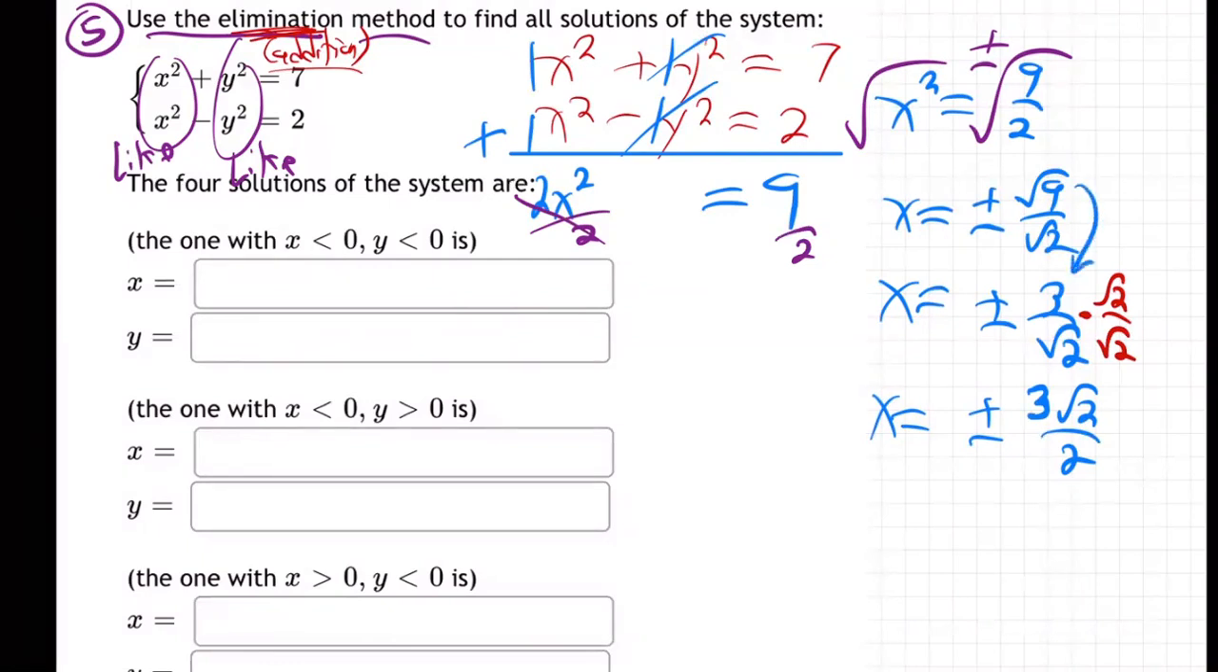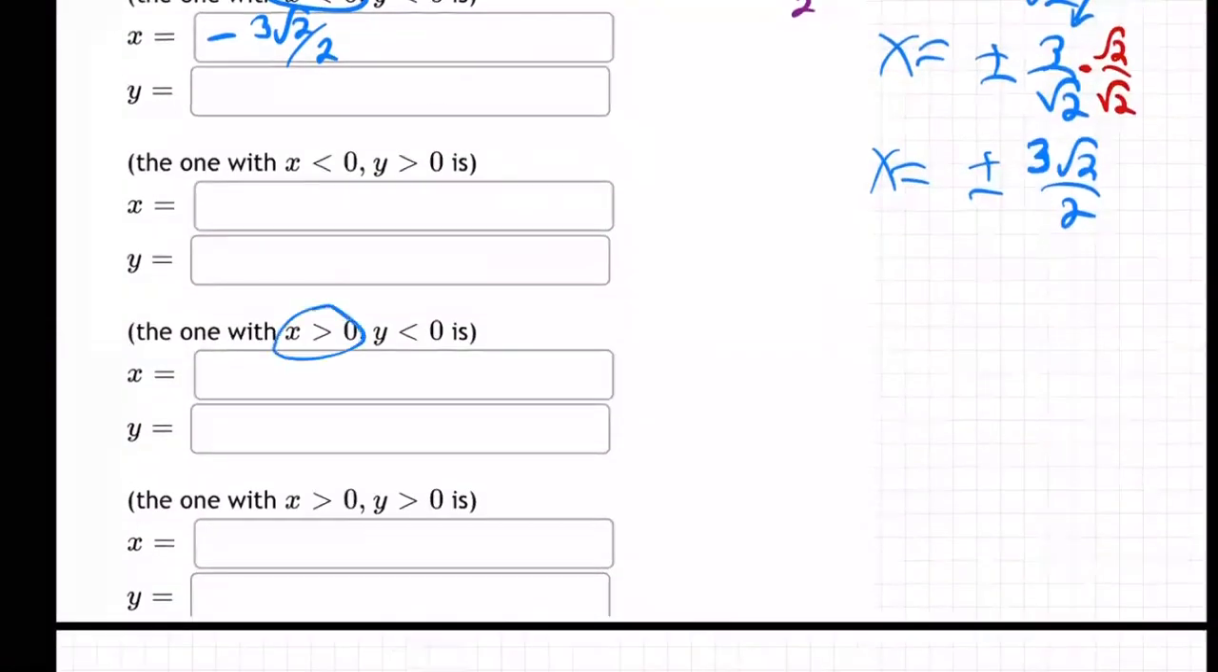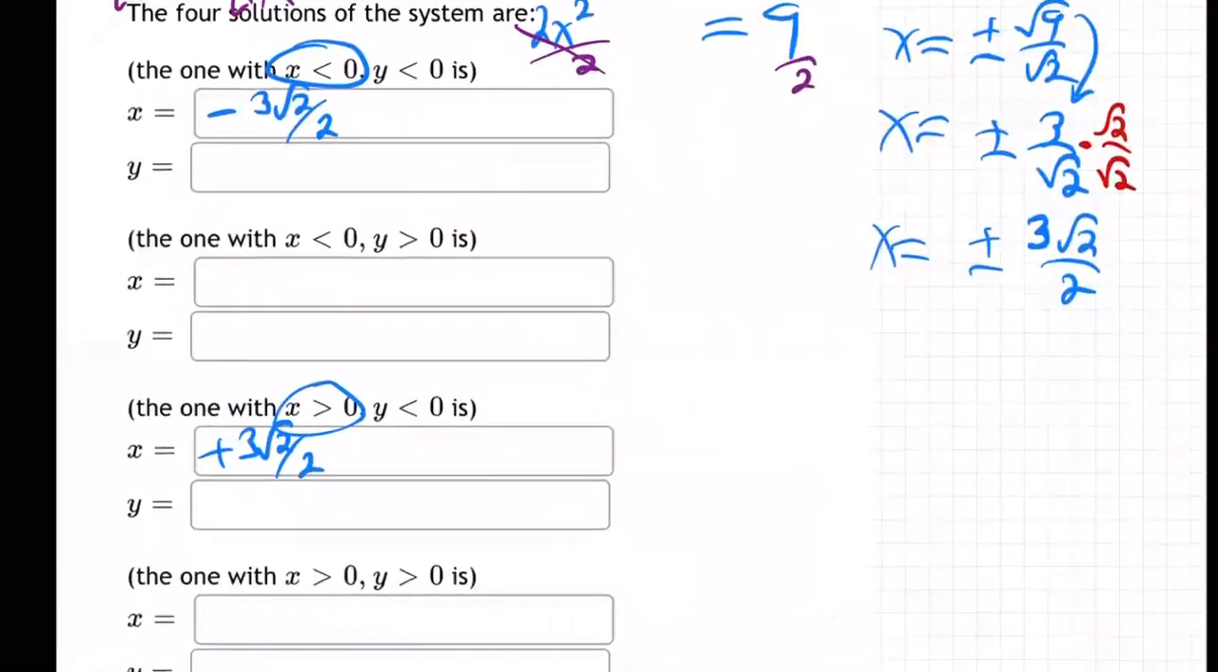All right, so now this one says x less than 0, so here we'll go negative 3 square root of 2 over 2. And then down here, x greater than 0, positive 3 square root of 2 over 2. I'm not sure what those other blanks are. I actually am. I'll go ahead and write them in right now.